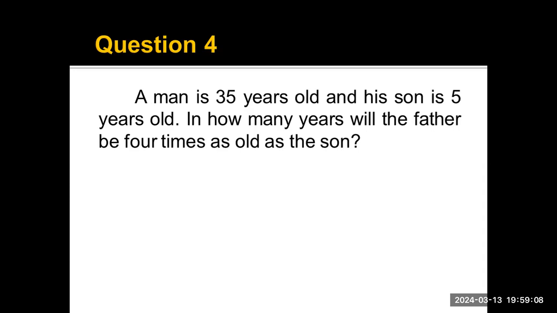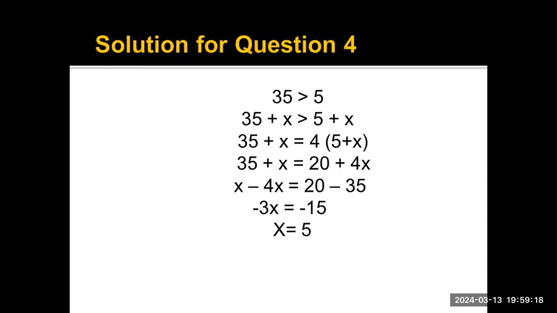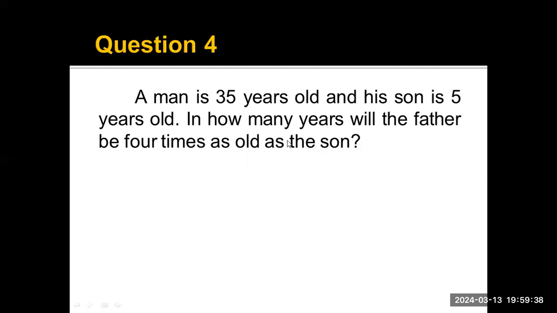A man is 35 years old and his son is 5 years old. In how many years will the father be 4 times as old as the son? So it's very clear that the numbers 35 and 5 are not equal to each other. There is an inequality. And if you add years, the inequality is maintained, no? The greater than. But because we want to solve this problem, how many years will the father be 4 times as old as the son?